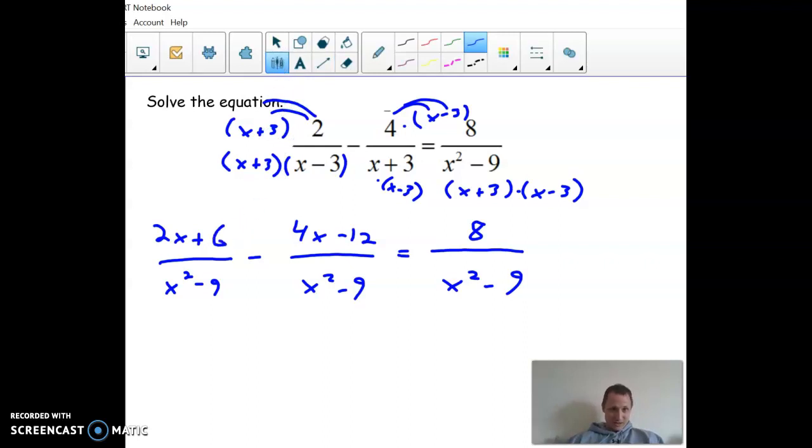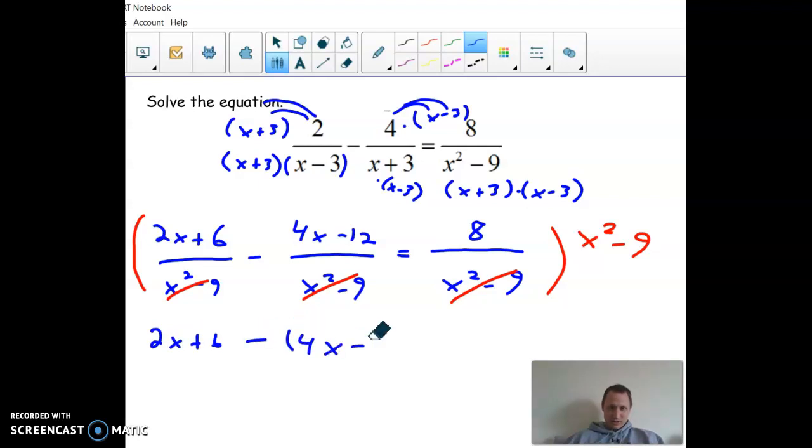All right, 6. Now it's the same as all the other questions where we can wipe out the denominators. Now the denominators match, so take it times x squared minus 9, and boom, they disappear. Zoom, zoom, zoom. So we have now just the numerator parts: 2x plus 6 minus, and I'm going to put this in parentheses because we have to take away that whole expression, 4x minus 12.